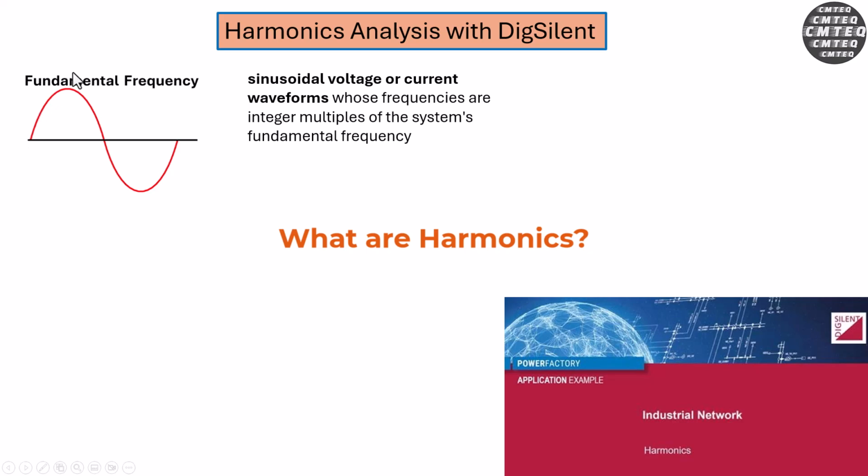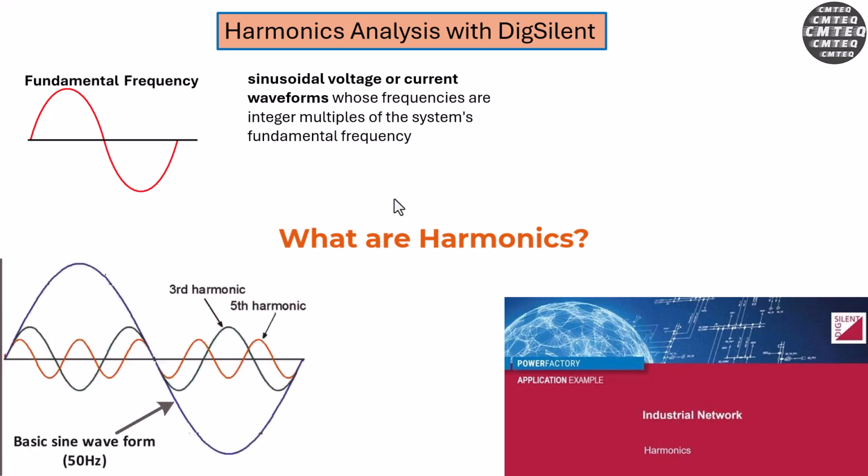So if the system fundamental frequency is 50 Hertz, then the harmonics are basically integral multiples of this system frequency. The third harmonic will then be the system frequency multiplied by 3. The fifth harmonic will be the system frequency multiplied by 5, and that will be an integral part of your waveform. That will basically be distorted, okay? That is why it is called harmonic distortion.